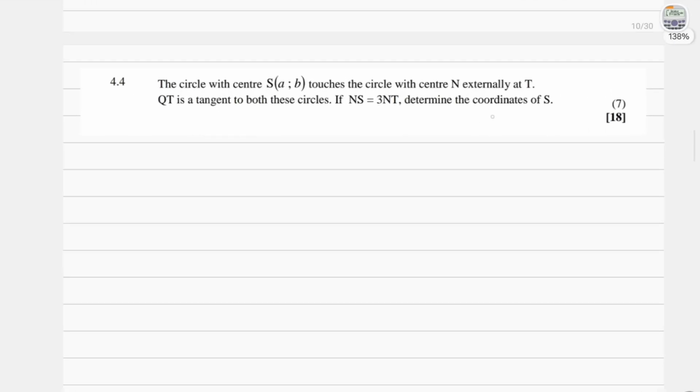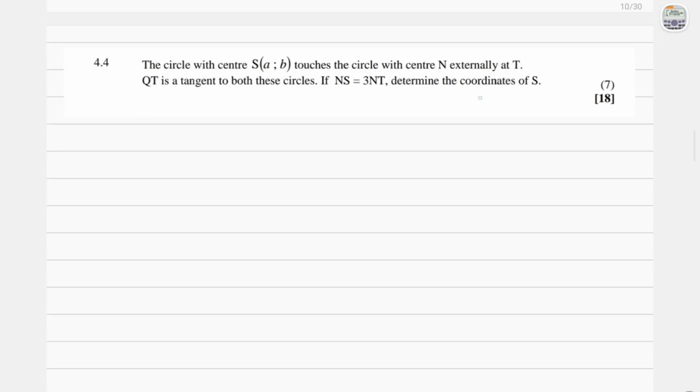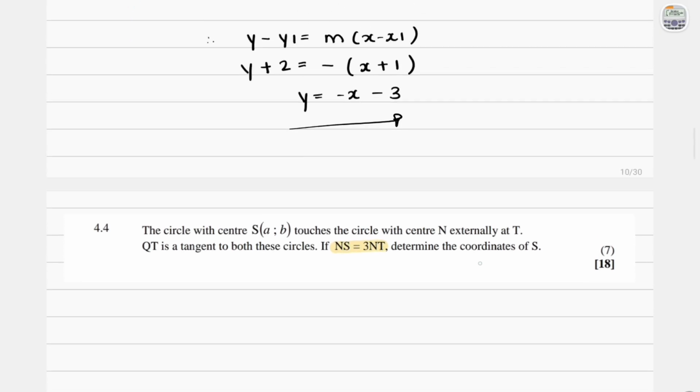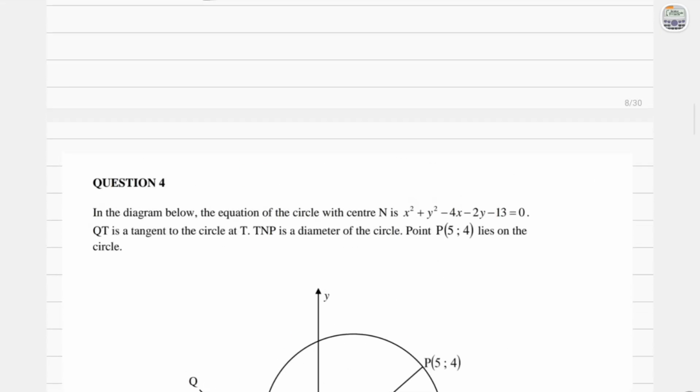Question 4.4 says the circle with center S(a, b) touches the circle with center N externally at T. And then QT is a tangent to both of these circles, okay? And then if NS is equal to 3NT, determine the coordinates of S. Okay, let's get our diagram so we can just understand what's going on here.